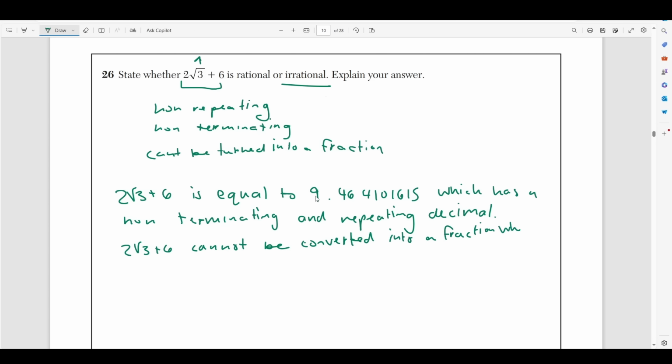When calculated, and thus must be irrational. Right? So we said that it has a non-repeating and non-terminating decimal, right? That cannot be converted into a fraction. And because this cannot be converted into a fraction, it's non-repeating and non-terminating, it has to be irrational.